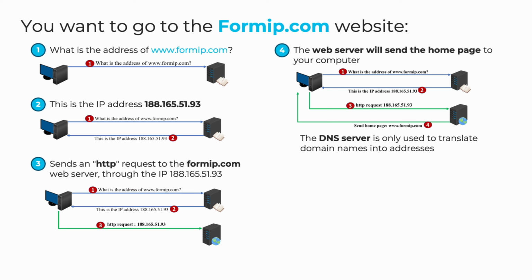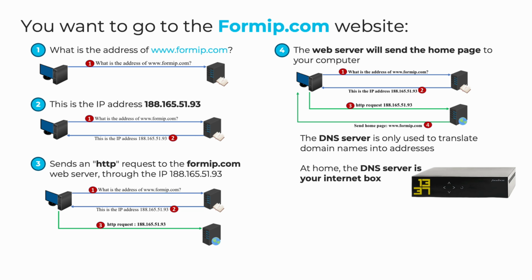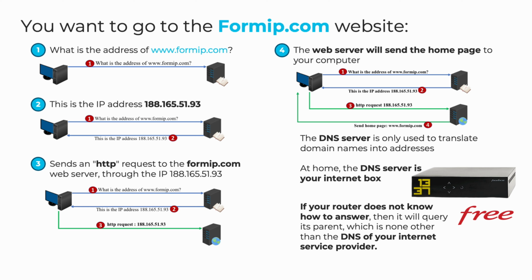It is important to know that DNS servers work in cascade. That is to say, if a DNS server does not know the IP address of a server name, it will ask its parent. For example, in your home, the DNS server is your internet box. If your router does not know how to answer, then it will query its parent, which is none other than the DNS of your internet service provider. When you configure your computer's DNS, it is provided by the DHCP server, and precisely, it's the next server we're going to talk about.